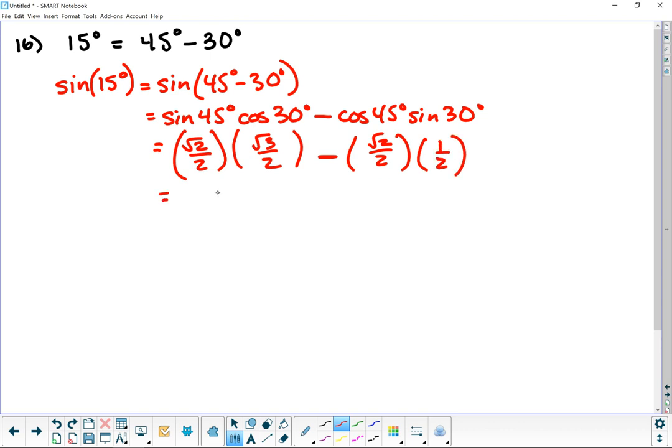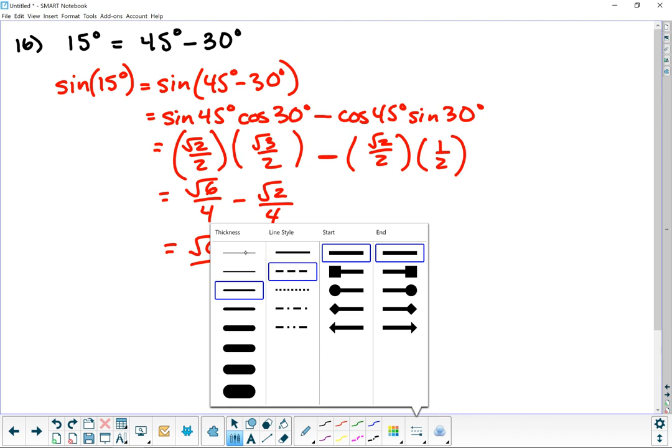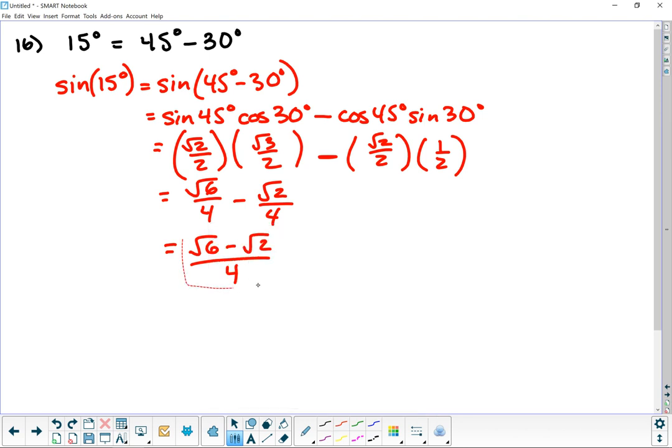Okay, work it out. You get radical 6 over 4 minus radical 2 over 4. And you get, I believe we got this answer in class, radical 6 minus radical 2 over 4. And no, you cannot combine those. I know I always tell you that, but sometimes you can. Depends on what kind of radicals, but this one you cannot.